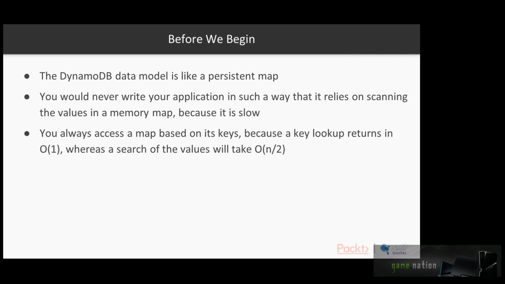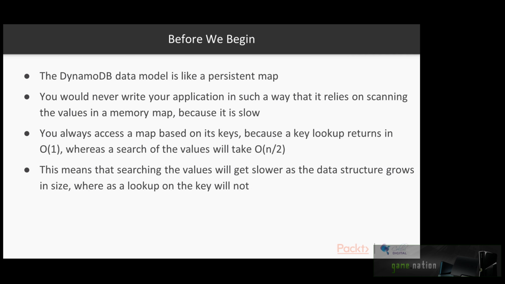So it might perform well while you've got 100 objects or 1,000 or 10,000. But if you've got 1,000,000 in there, it's going to take 1,000,000 times longer than if you had one object. So searching the values will get slower as the data structure grows in size, whereas a lookup on the key will not. And that's a bad thing. If it gets slower as you get more data, you've done something wrong in your system design.